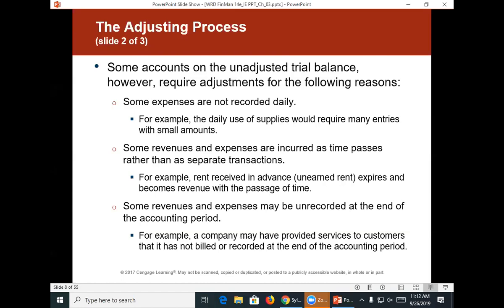And then there might be some type of accrued expense or revenue that we just haven't recognized yet. Maybe we've been working on a job, on a service, and we haven't billed the client yet. Well, we need to recognize any revenue that we've earned. Same with an expense. Okay, so we're going to look at these.